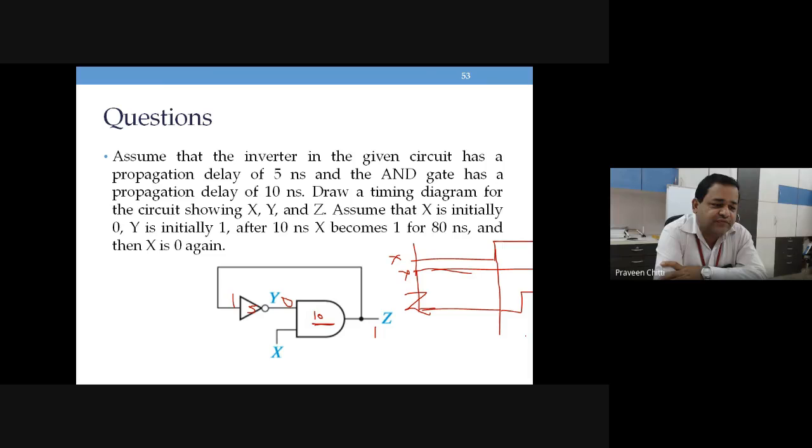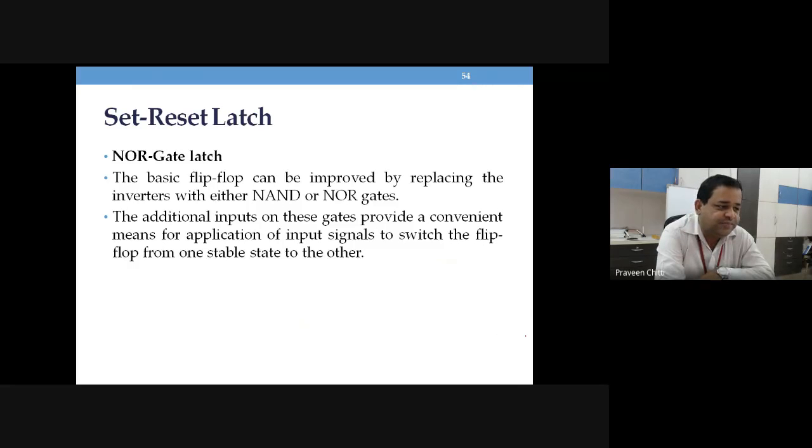Now the actual part we have to start with is the latch. We have to study the latch, and then that latch can be converted to a flip-flop. That's what we have to study. The simplest of simple latches is the SR latch, which is also called the set reset latch. So we'll see how this set reset latch can be implemented and how it works.